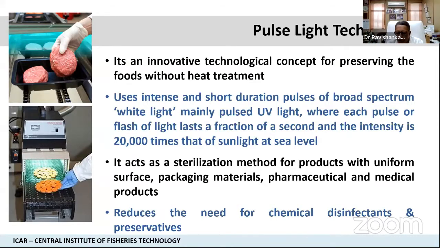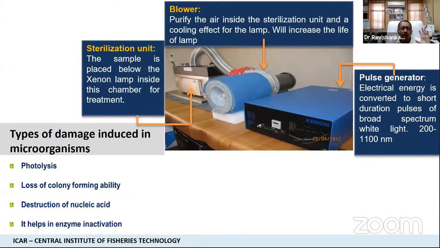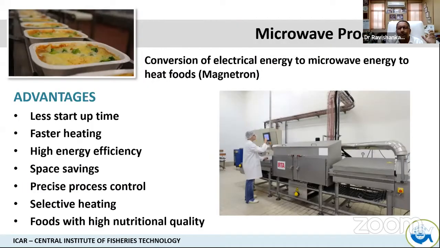But these are all the future technologies which I'm just trying to introduce to you. Okay. This is a machine. It will affect the microbiome by way of photolysis, destruction of nucleic acid. This is actually a semi-lab technology, but commercial technologies are available. The only problem is we need to optimize, the cost has to come down. Then only will this be more economically viable to the industry.